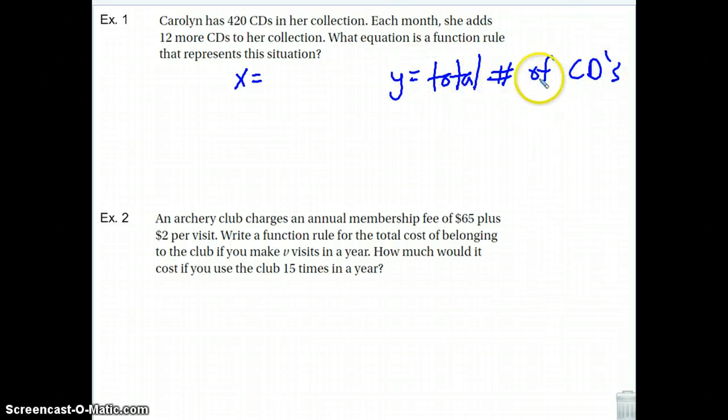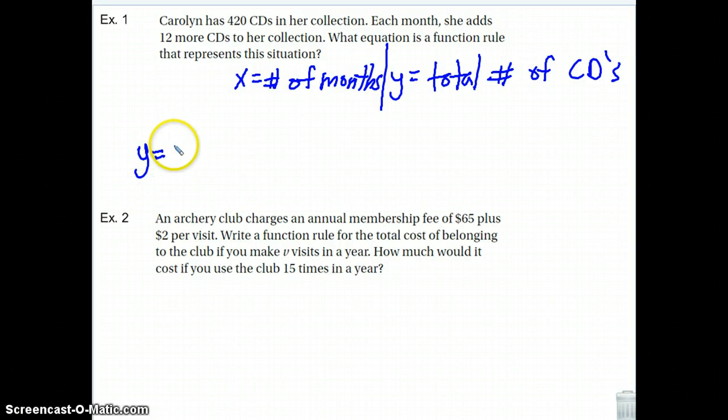And the total number of CDs, which is the dependent variable, depends on x, which is how many months you take into account that she adds 12 more CDs. So this would be the number of months. So when we're writing a function rule, we would say that the total number of CDs equals, well, I know Carolyn has 420 CDs, but she adds, which is plus, 12 more CDs to her collection each month. So that would be 12 times X.